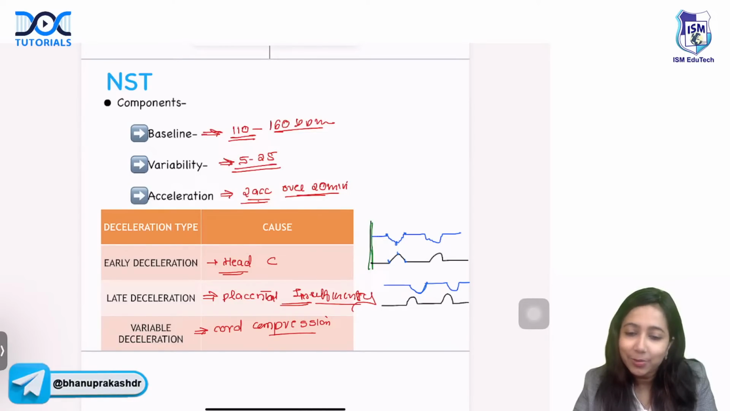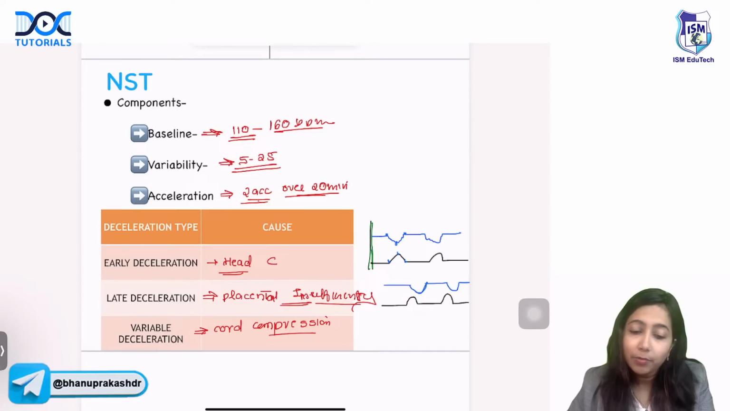No, actually, the session is not over. Early deceleration, yes. Early deceleration is seen in normal pregnancy also.